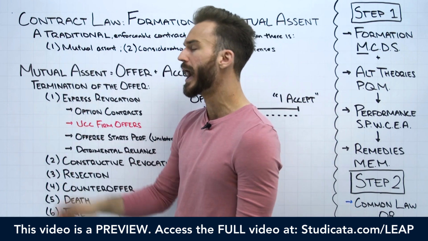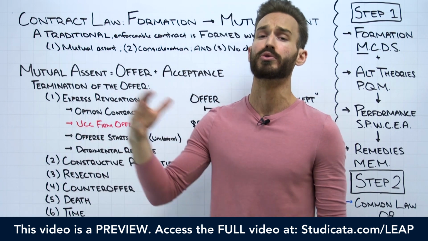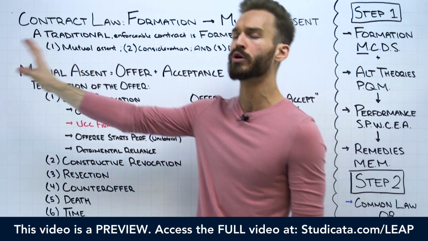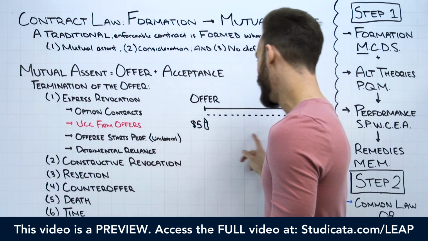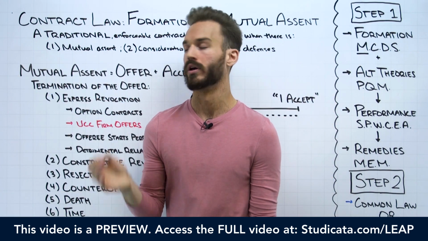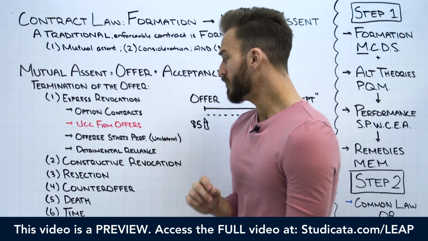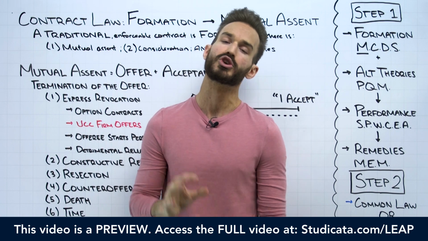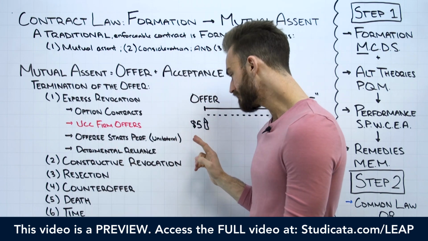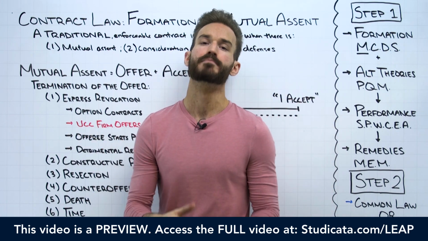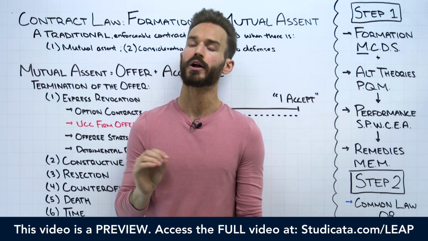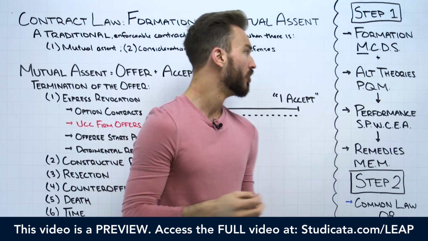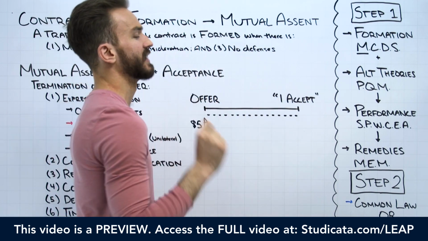All right, so that's our option contract and our firm offer. If either of these happen, the offer becomes irrevocable. From that point forward, the offeror in this timeline cannot revoke the offer. Next, we have this idea of the offeree starting performance on a unilateral offer. Now, unilateral offers and bilateral offers we'll talk about in a lot more detail when we get to our videos on acceptance.